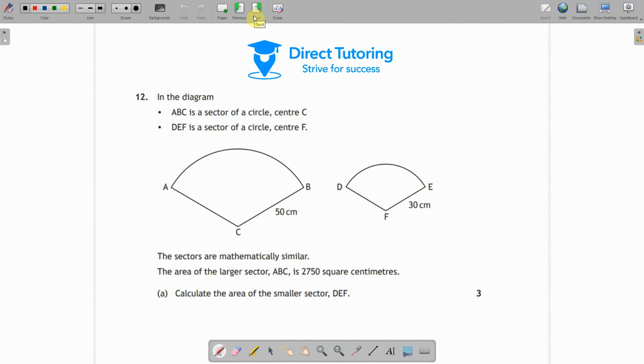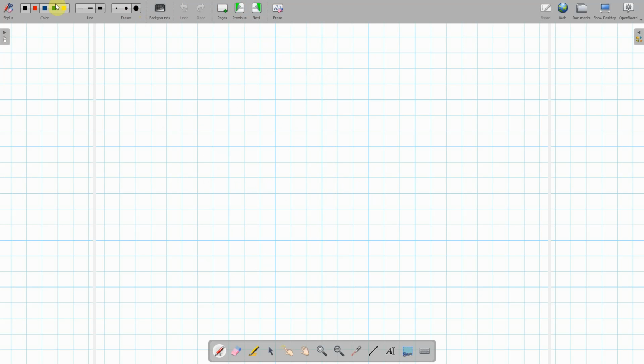Now question 12 is split up into two parts, part A and part B. So we'll have a look at part A first. It gives us two sectors which are mathematically similar. And it says that the area of the larger sector is 2,750 centimeters squared. And it's asking us to calculate the area of the smaller sector, this one here. So, because they are mathematically similar, we can use the scale factor.